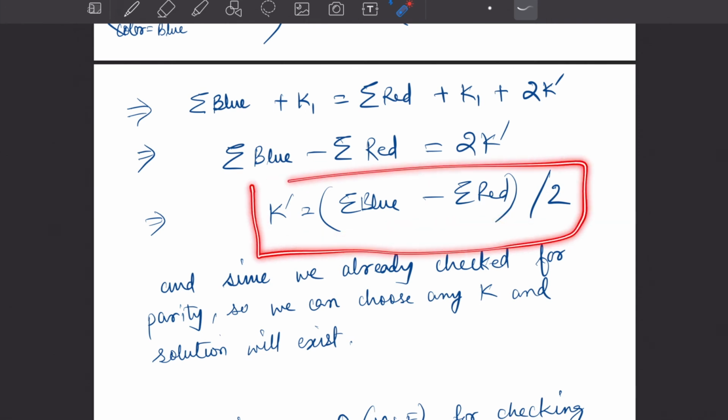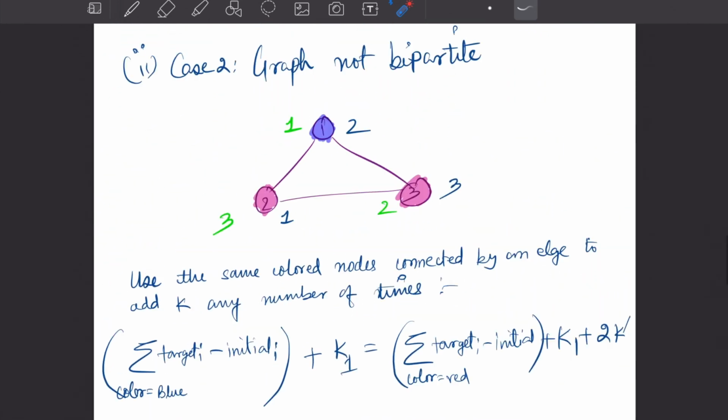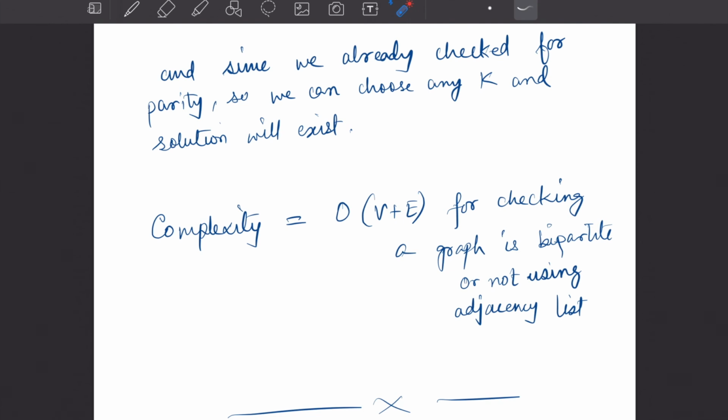And since k dash can be any integer, we can always use this k dash because we can place any value here. So we can always achieve an answer if the graph is not a bipartite one. So that was the entire solution. What is the complexity? For checking whether the graph is bipartite or not, it's V plus E, vertices plus edges. V is the number of vertices, E is the number of edges, and if you are using an adjacency list, that's the complexity. So we can do this in O(V plus E) time, and that should be good for our solution. Let's quickly look at the code.